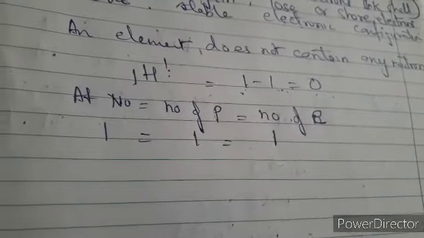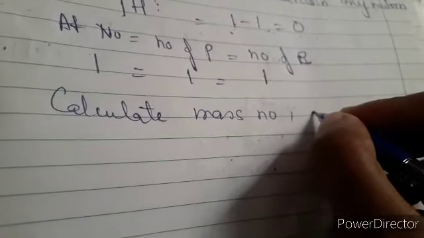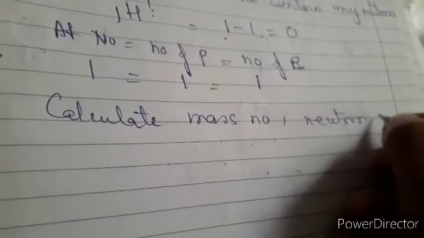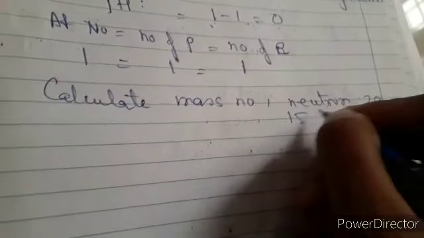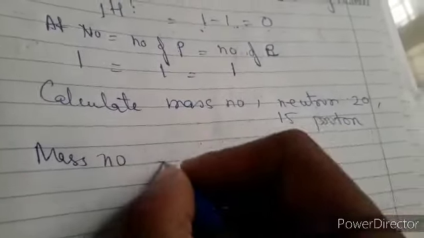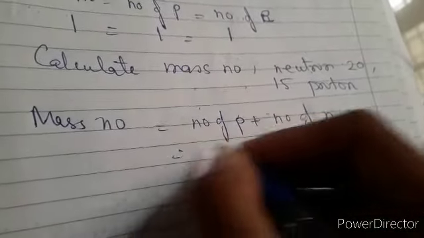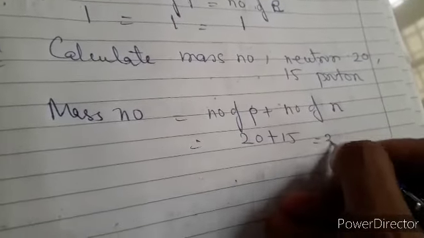So I think this way you can do the questions and practice them. Learn how to calculate the electronic configuration, or the mass numbers, or neutrons or protons, electrons, whatever is being asked. Again I am discussing an indirect question. Sometimes they ask you to calculate mass number when neutron is given to you. Suppose I give you 20 as neutron and 15 proton. You know that mass number is equal to number of protons plus number of neutrons. So 20 plus 15, what you will get, 35.